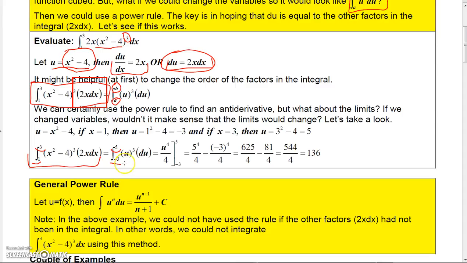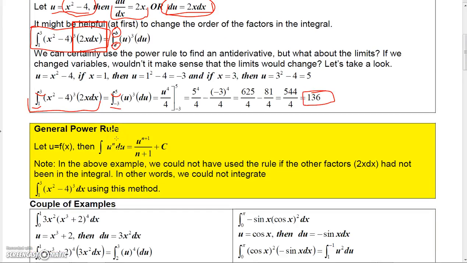And we can integrate this using the power rule, u to the 4th over 4 from negative 3 to 5. Then you just plug 5 in for u, which is 5 to the 4th over 4, and then minus negative 3 in for u, so negative 3 to the 4th over 4, and then you get 544 over 4, which is 136.